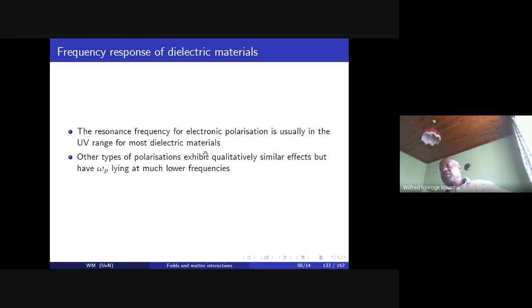The other types of polarization will exhibit qualitatively similar effects, but omega p will lie at much lower frequencies because we are dealing with much more massive particles. Now, for electronic polarization, the electron is usually very, very light. If you are dealing with orientation or ionic polarization, you will be dealing with a heavier molecule as you try to orient them within the material. So omega p, which we saw is inversely proportional to the mass of the particle, will be smaller for heavier particles, so to speak.